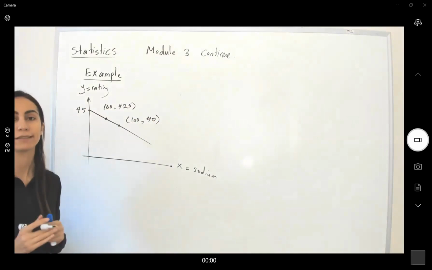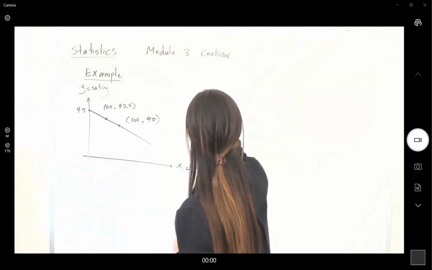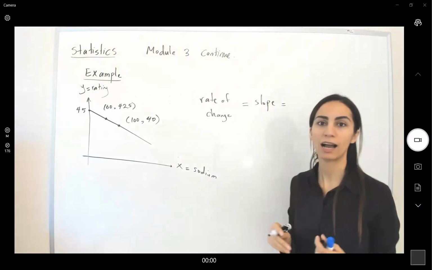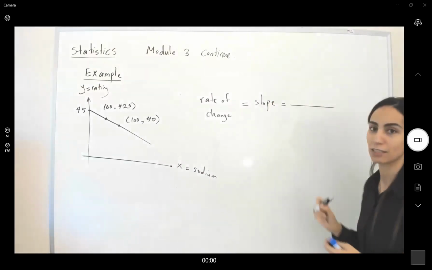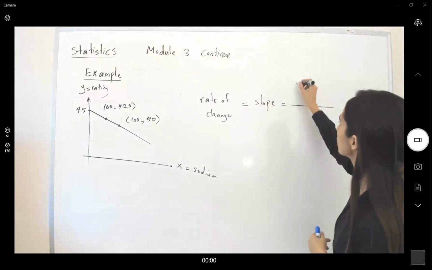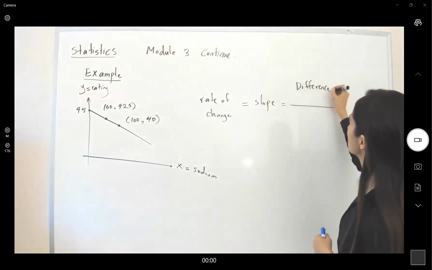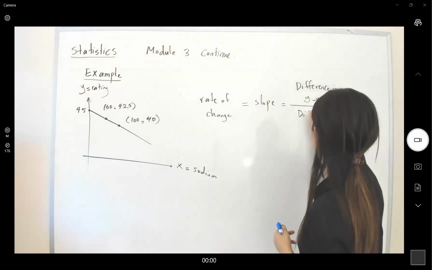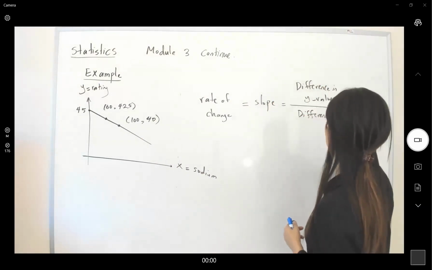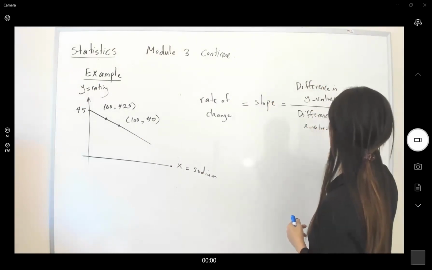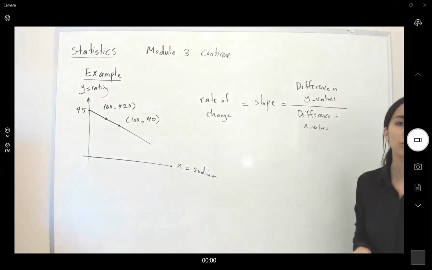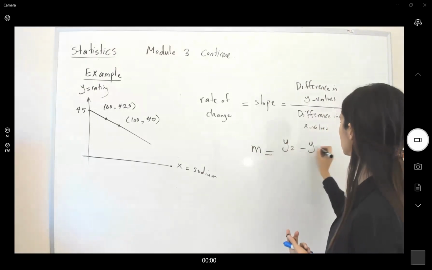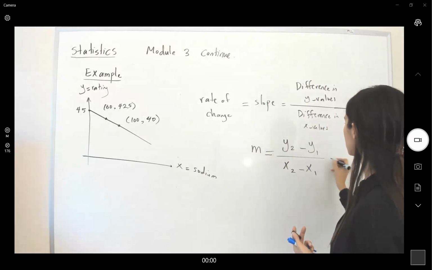Question says, what is the slope or rate of change? Rate of change or slope has a formula. Remember that you have a fraction. On the numerator you subtract y values, the difference in y values, over the difference in x values. So m, or the slope, is y2 minus y1 divided by x2 minus x1.